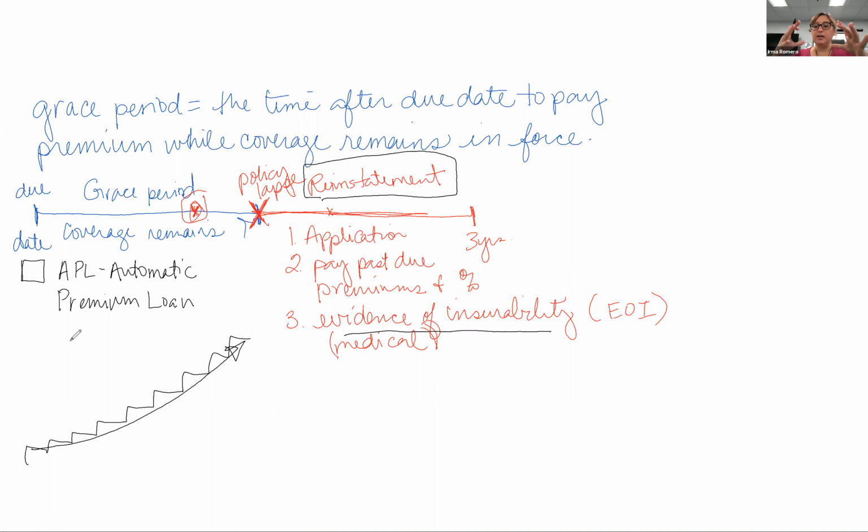Now, some companies will have it where if your premium's not paid at the end of the grace period, the APL will kick in and it protects the policy from lapsing. And in some companies, if they don't automatically include it, then you just have to check a box. And I'm telling you, you should just check the box.